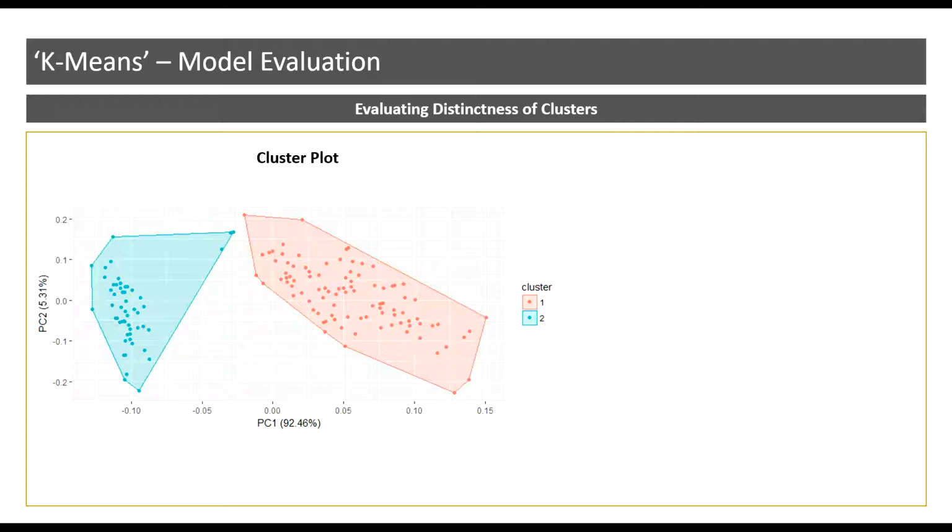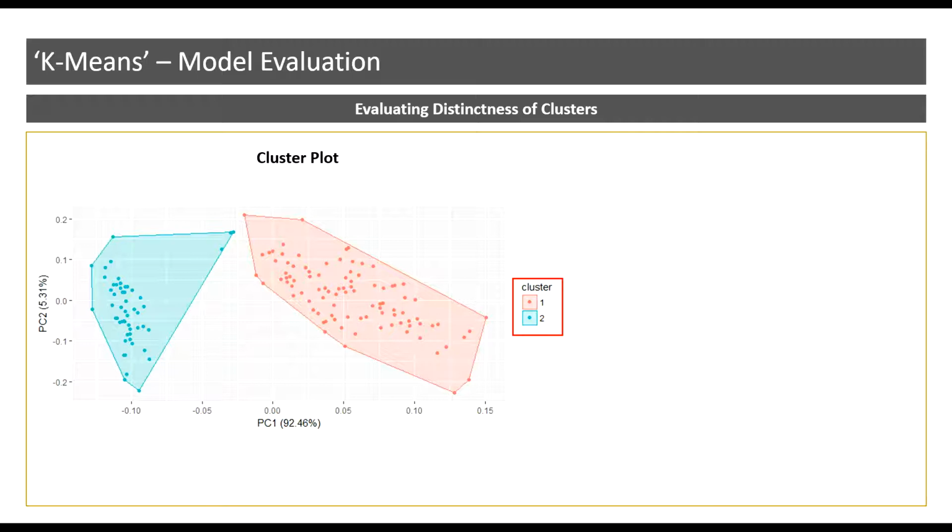A cluster plot is the best way to visually understand whether the clusters are distinct or not. Here, in the cluster plot, we can observe that there are two distinct clusters. Let us take a look at the color legend of this cluster plot. Cluster 1 are the observations highlighted in red, and cluster 2 are the observations highlighted in blue.